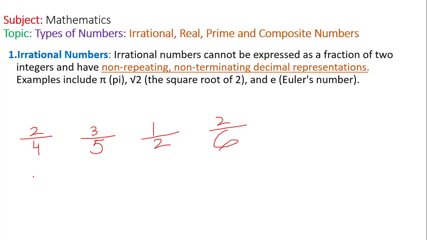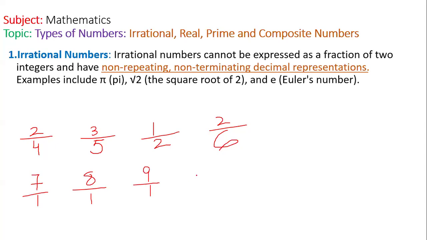How about whole numbers? Whole numbers are also not irrational, because we can express them as a fraction: 7 over 1, 8 over 1, 9 over 1.